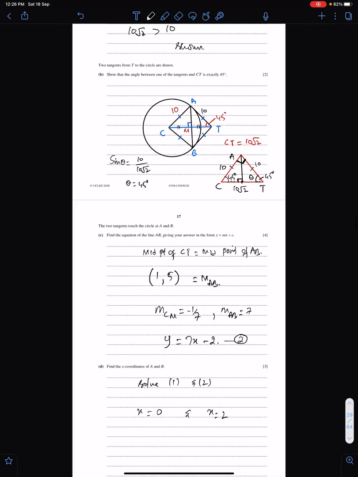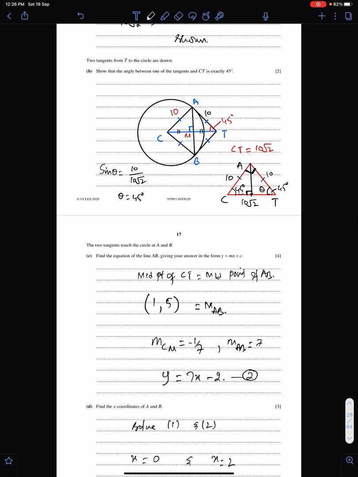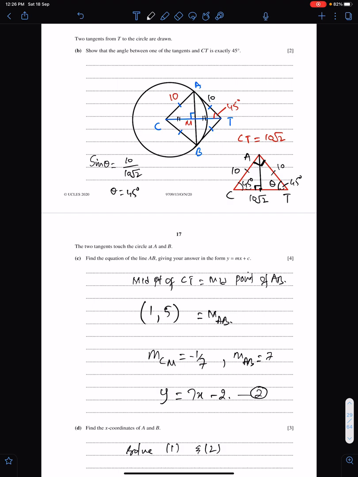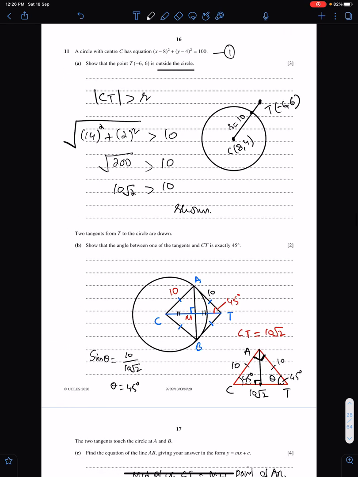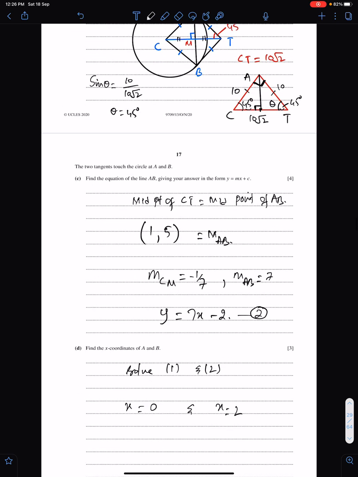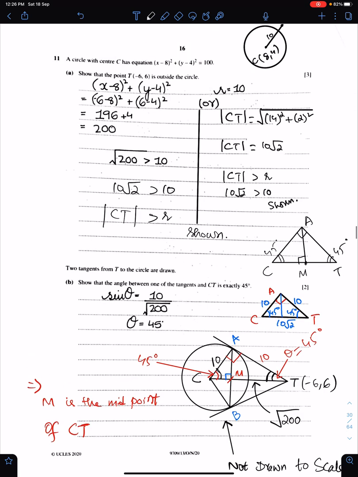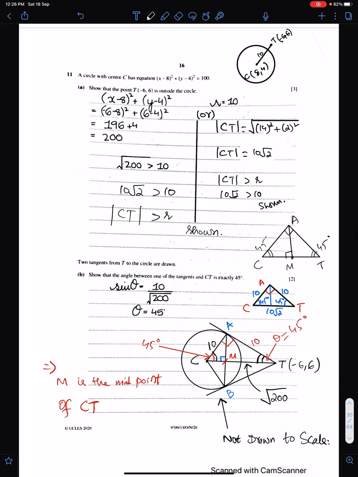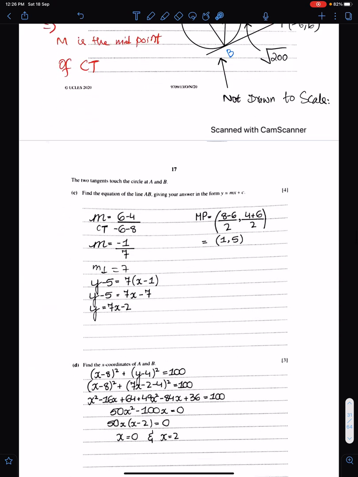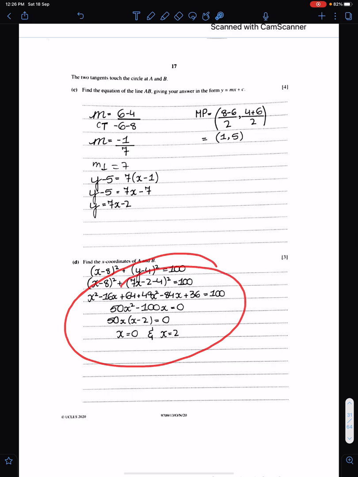You can check this solution if you want. This is the final solution, complete solution. First part is here, second part is here, M is the midpoint, and this is the last part, simultaneously.